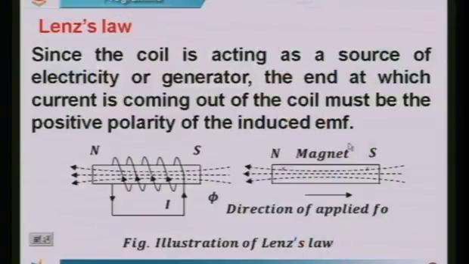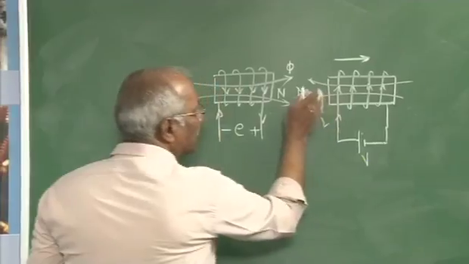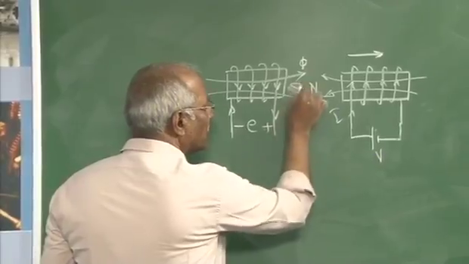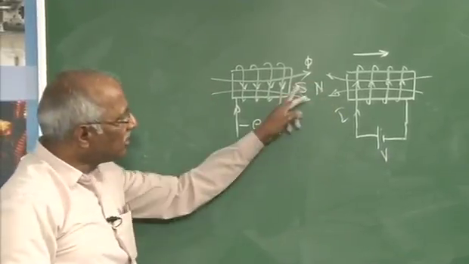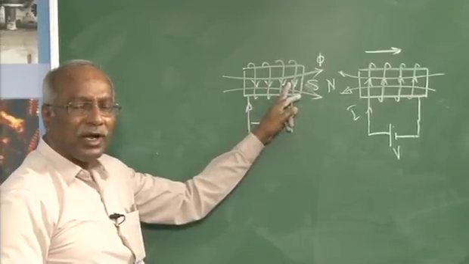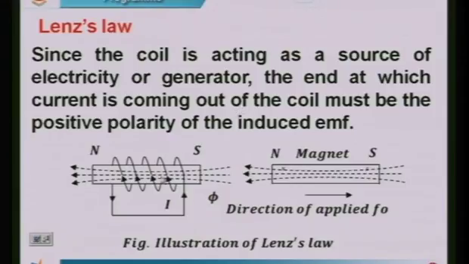Now the magnet is being pulled away from that. When the magnet is being pulled this way, it should not be allowed to move away. In that case, this should become south pole. In order that this becomes south pole, the direction of the current in this must change, and that is what you can see shown here, so that this becomes north pole.